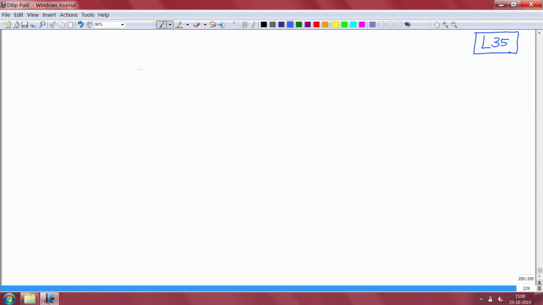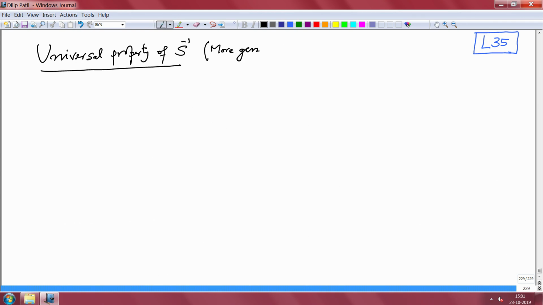So, let us start as usual. This is the universal property of S inverse. I would just say this is more general than the previous one. Alright, so let me state precisely what it is.